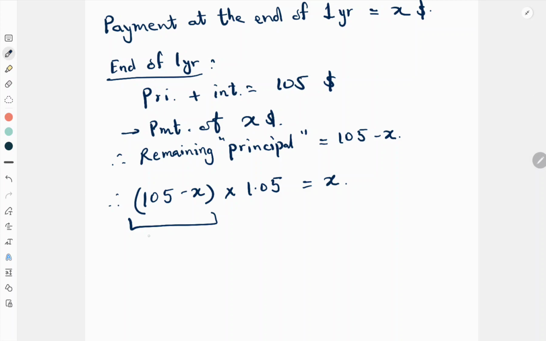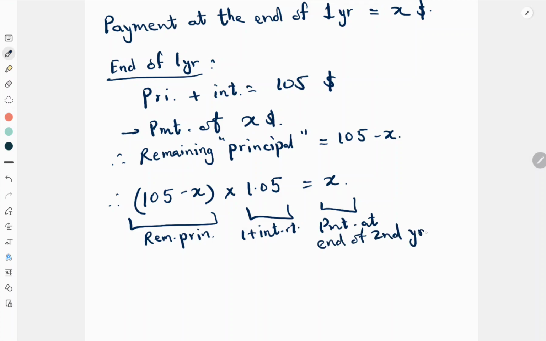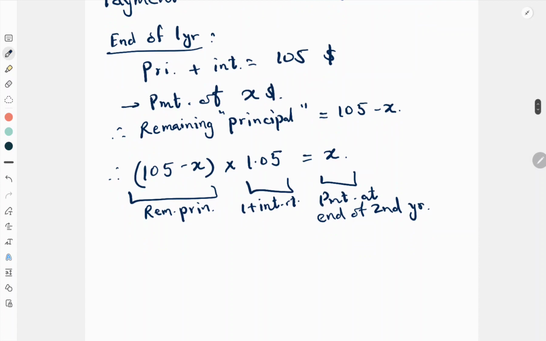This is the remaining principal at the end, and this is the 1 plus interest rate, and this is the payment at the end of second year. So the remaining principal times 1 plus interest rate, which is what the principal will grow to, has to be equal to the final payment, because we started with the assumption that x is that magic number, that if I make a payment equal to x at the end of first year and at the end of second year, then my loan is completely paid off and there is no additional payment.